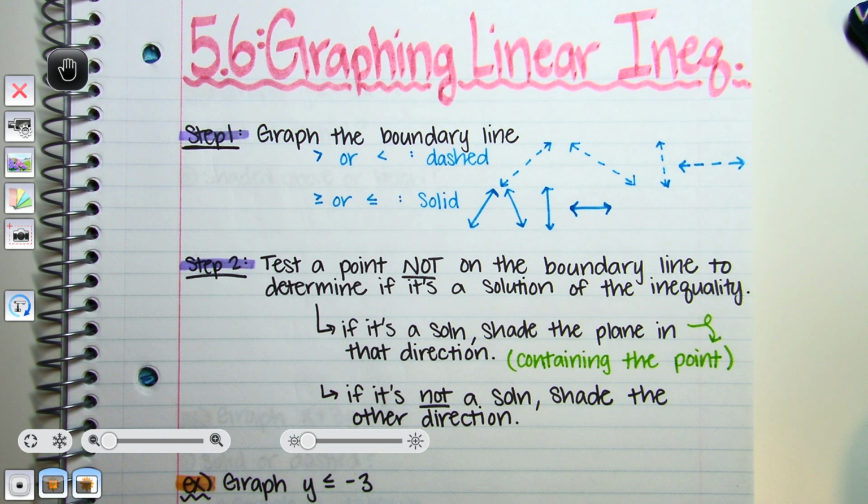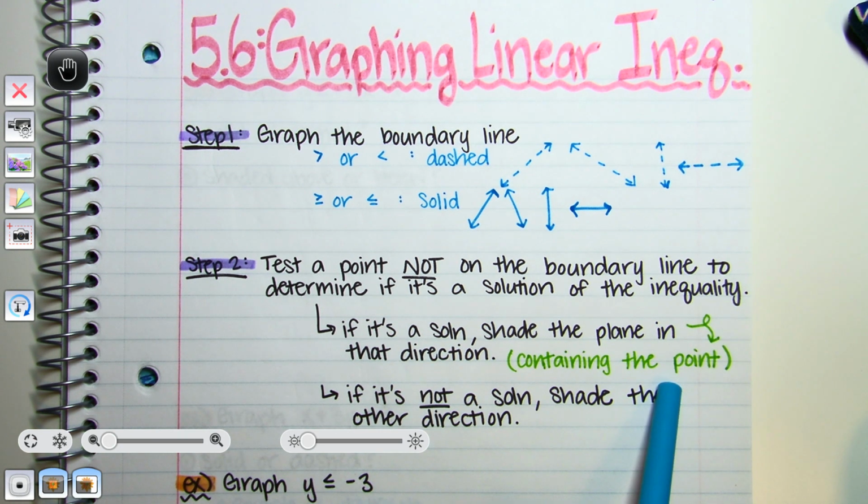Step two, once you've drawn your boundary line, is to test a point that is not on it to determine if it's a solution to the inequality. If it is a solution, you're going to shade towards that point that was true. If it is not a solution, you're going to shade the other direction. This will make a little bit more sense once we actually do an example.